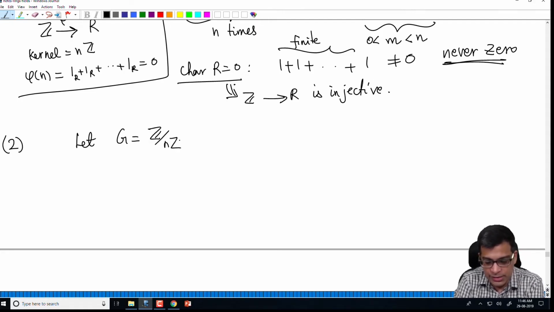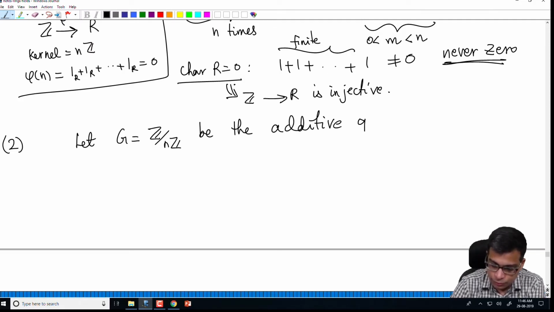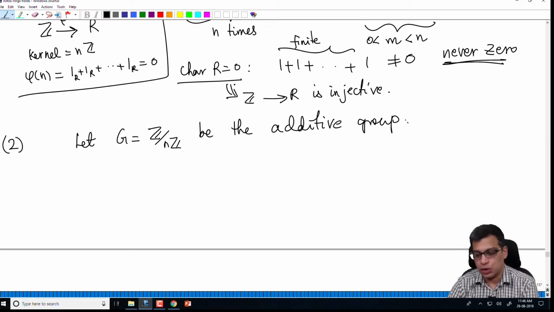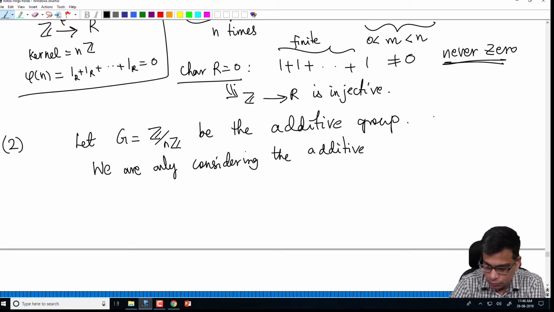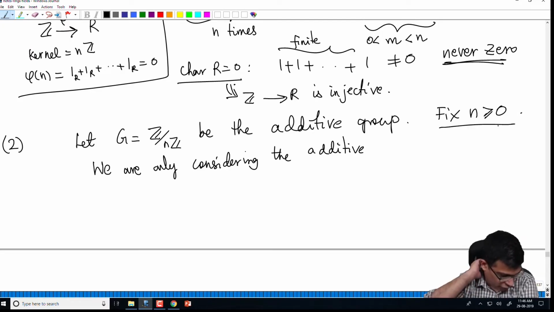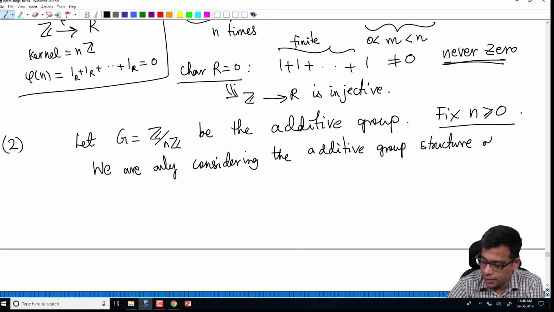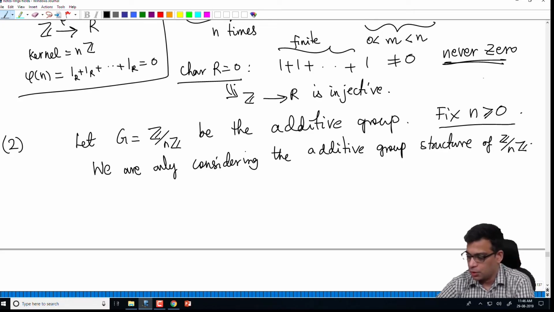Let us consider Z mod nZ as the additive group. Of course, Z mod nZ is also a ring, but we are only considering the additive group structure. So fix a non-negative integer n. For now, we are only considering the additive group structure of Z mod nZ. Okay, so let's take this.